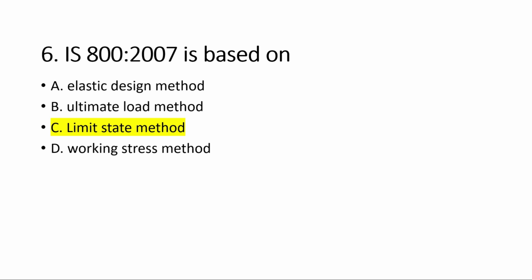IS 800:2007 is based on, we know IS 800:2007 is based on the limit state method of design. Okay, and earlier we had design philosophies like working stress method, limit state method, and ultimate load method. But we know all the members or structures are designed only by the limit state method of design. Okay, so here we have limit state method of design, limit state of collapse and serviceability. Okay, so the option C is correct.